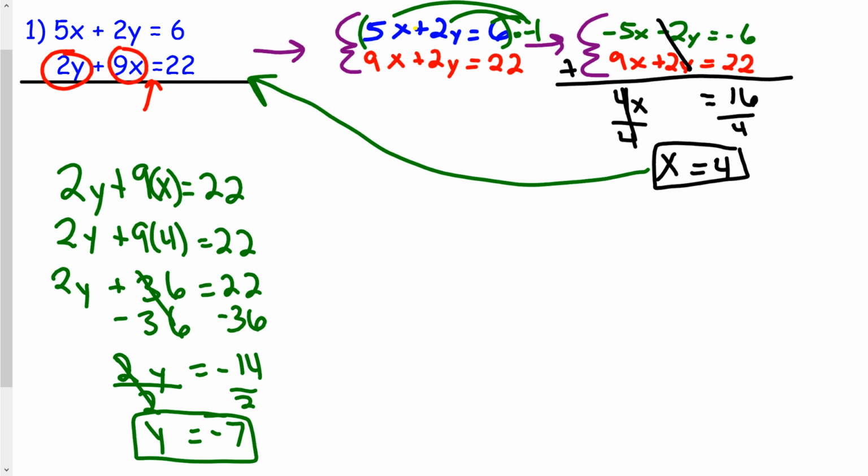Again, ordered pair here. x first is 4. Then y, comma, negative 7 is the solution to this system.